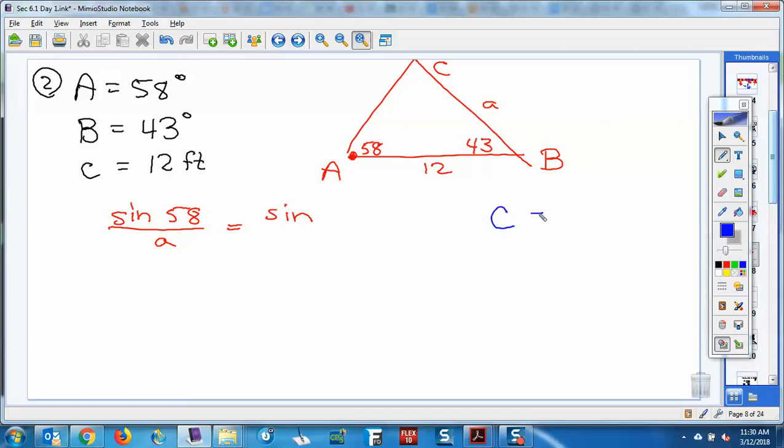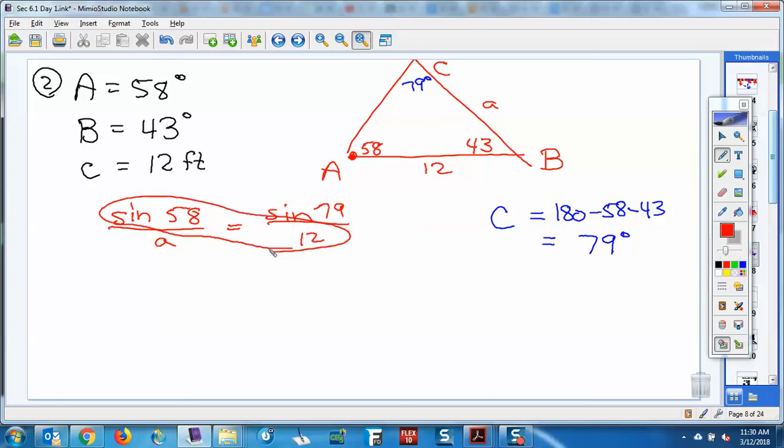So angle C is going to be 180 minus 58 minus 43. That's going to be 79. So that's probably what we should have done right away. And that's always a good number to use. Chances are you're not going to screw that up, so you're probably going to be in good shape. So now we can do sine of 79 over here over 12. Yeah, because we don't want to have 2 unknowns in our proportion. Okay? So we cross multiply.